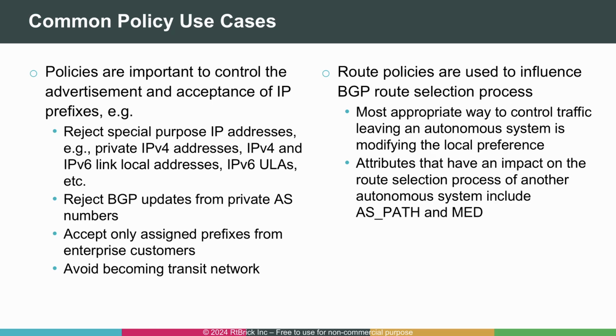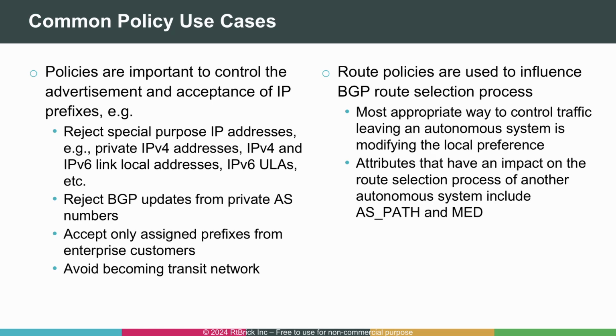On the other hand, if you're managing a multi-homed enterprise network, you might want to avoid turning it into a transit network. Beyond security, routing policies can influence the route selection process, often based on business considerations, like directing traffic to and from autonomous systems that offer lower costs or better performance, for instance, lower latency.